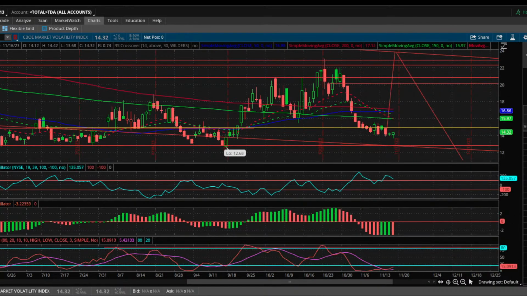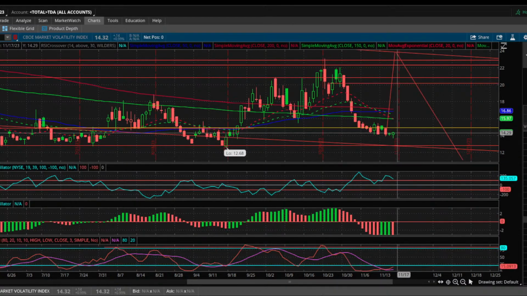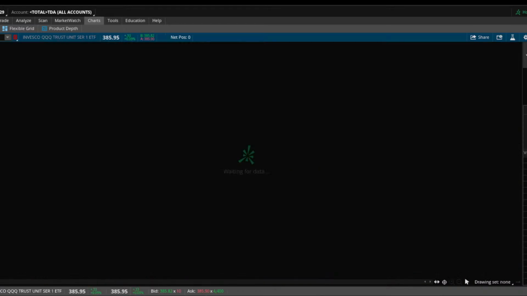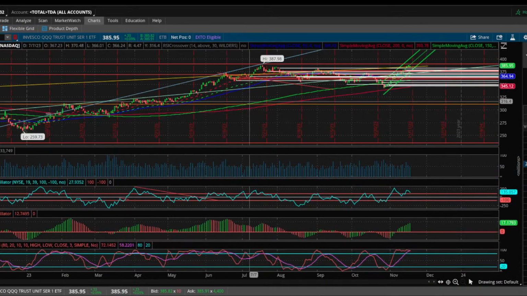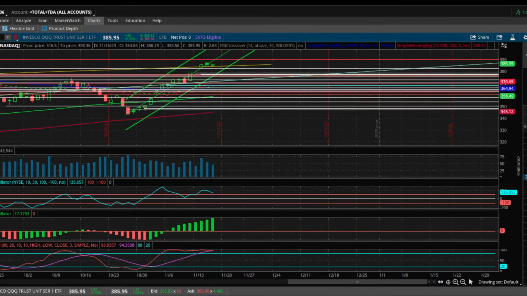You have a cross trying to form here on the stochastics, and it's not past this blue line just yet, so it's a little bit early to call it. But if we do one more pullback, you're going to see that push in the market that I'm looking for. I'm looking for it for many reasons, one of them being the fact that nobody's expecting it. Nobody thinks that it's possible. Everybody thinks that we're done.